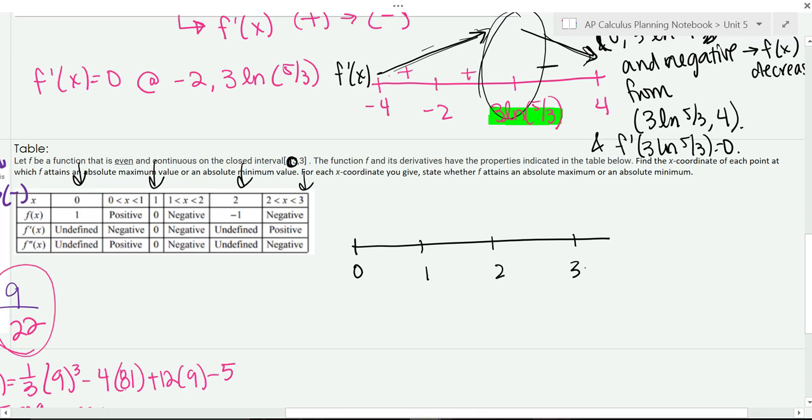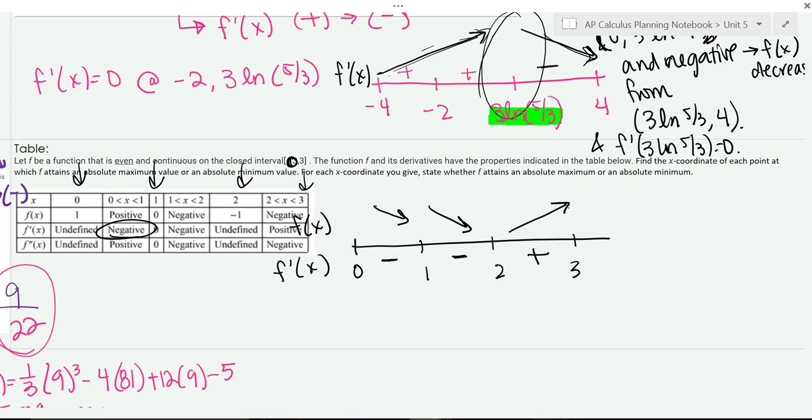So let's get an idea of what's going on. It says we're looking for minimums or maximums on this interval from 0 to 3. If I look at what's going on here with the derivative, we are negative from 0 to 1. We are negative from 1 to 2. Let's do f prime of x. And then we are positive from 2 to 3. If this is what's happening to f prime of x, this means that f of x is decreasing, decreasing, and then increasing.